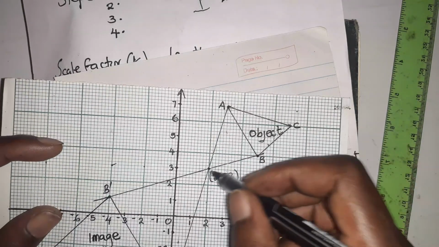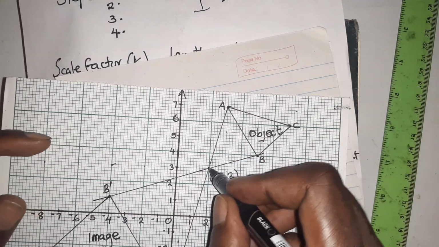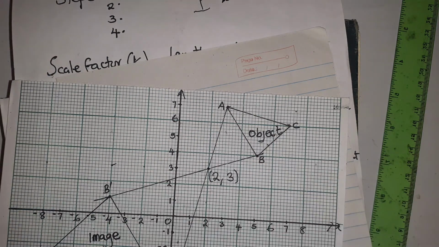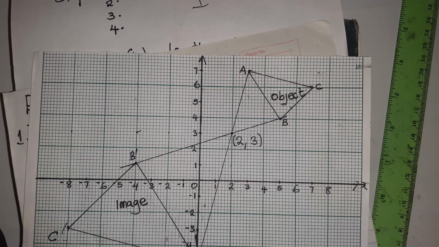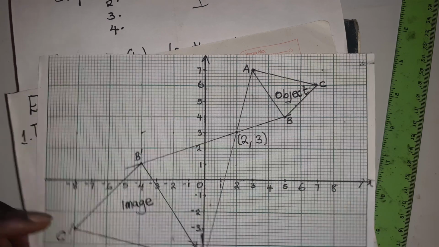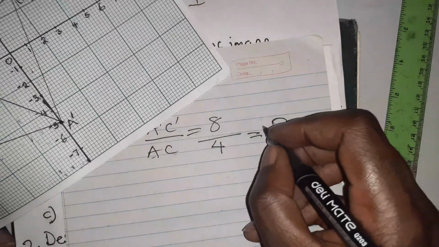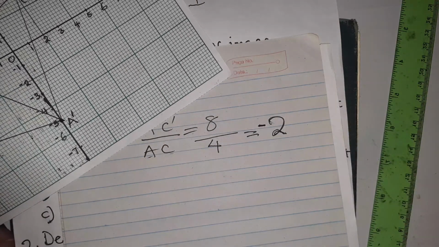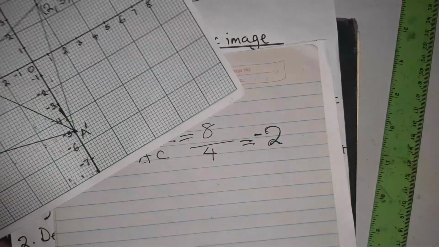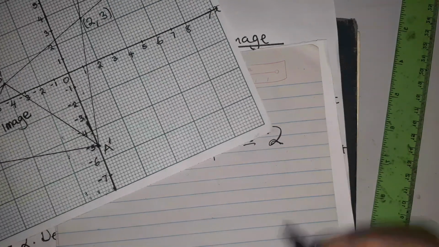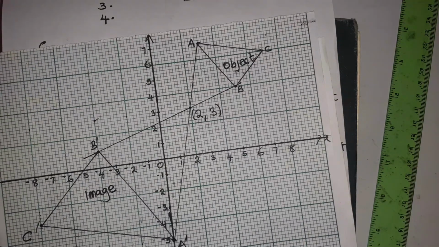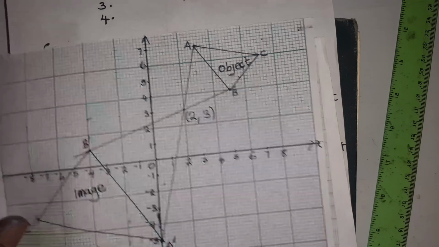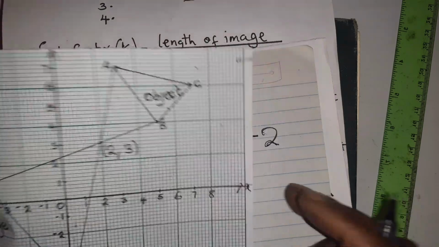Now, when you look at the position of the center of enlargement, it is in between the object and the image. So meaning the scale factor is supposed to be negative. Are we together? It is supposed to be negative. So that is what I wanted to demonstrate.